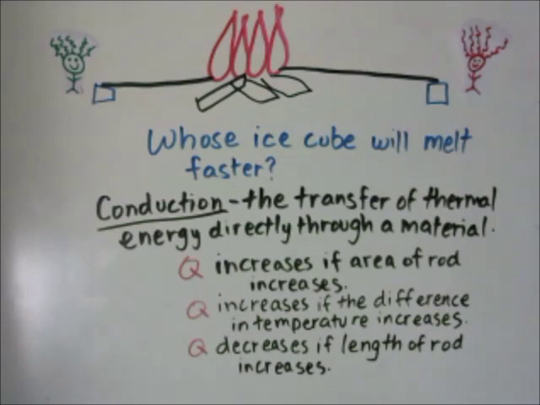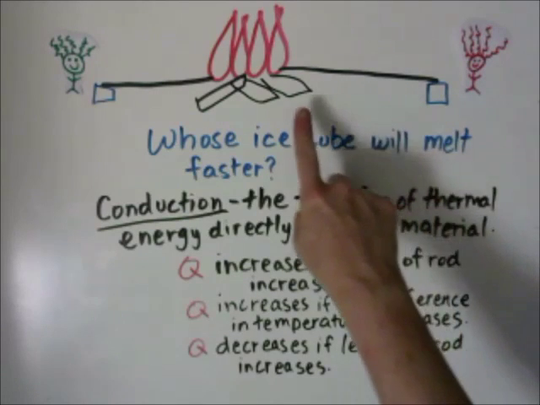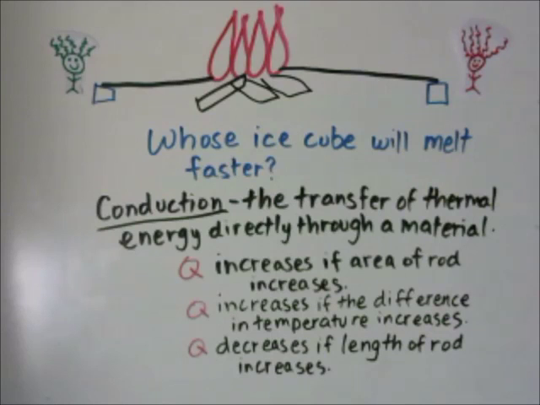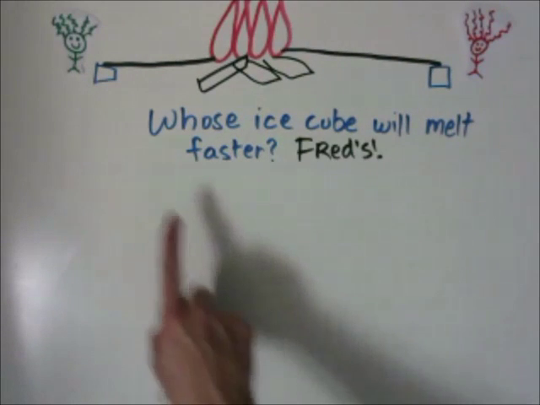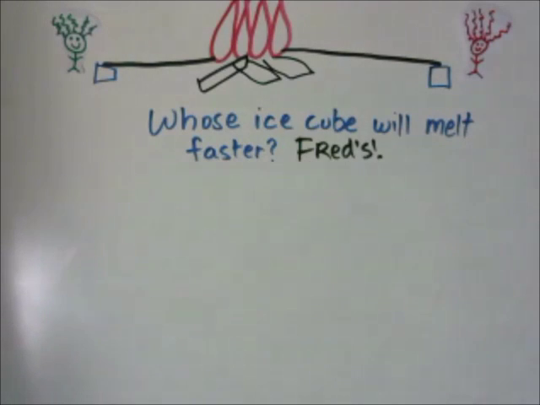So you would have an increase in heat transfer. The heat transfer decreases if the length of the rod increases. So unfortunately for Francine, finding a longer rod is bad luck for her, because with an increased length in the rod, she will have a decreased heat transfer. And finally, some materials transfer heat more easily. So because the length of his rod is shorter, Fred's ice cube will melt faster.